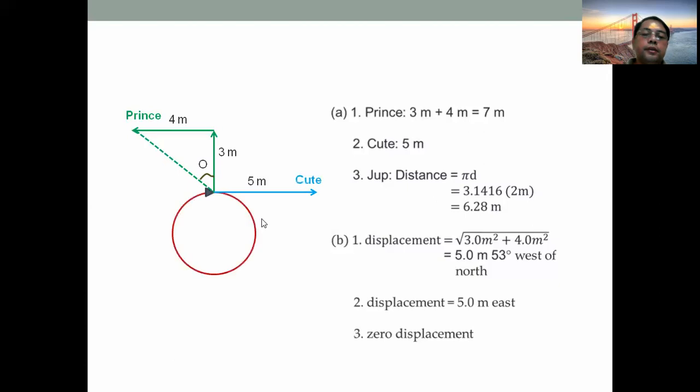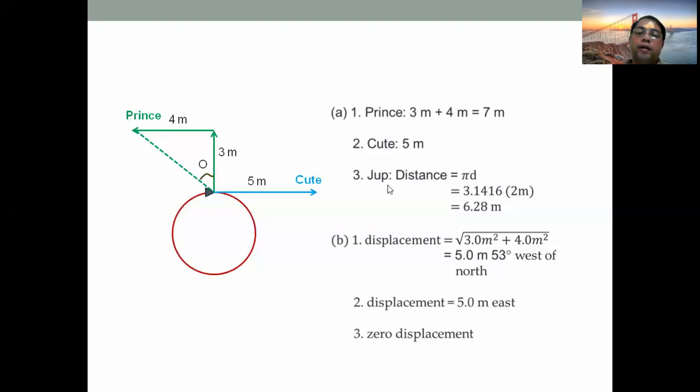Next dog is Jupe. Jupe makes a turn and goes in a circle. From the starting point, he goes back to the starting point. So therefore, the displacement of the third dog is 0. Jupe's displacement is 0 because he goes back to where he started.